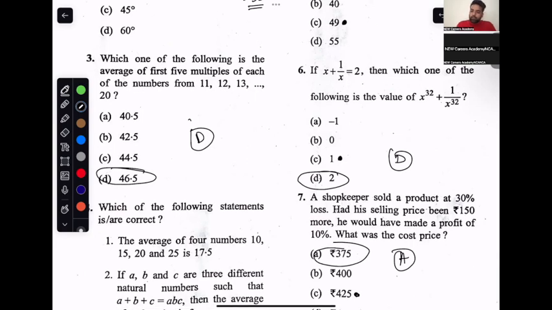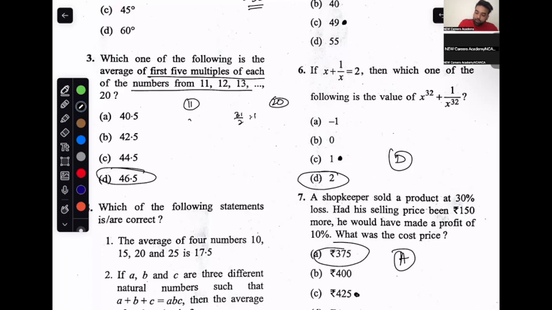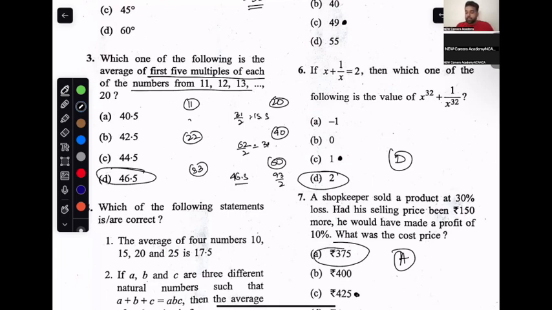Which of the following is the average of the first 5 multiples of the number 11? Okay, average has been asked. We have to multiply by 1, by 2, by 3, by 4, and by 5. When we multiply by 1, 11 and 20 would come, the first and the last. 31 divided by 2, the average is 15.5. When we multiply by 2, 22, and the last would be 40. 62 divided by 2, the average would be 31. Third one, multiply by 3, 33 and 60. 93 divided by 2, what's my average? 46.5. Like this, two more numbers are going to come, and this number in the center would be the central number. So the answer is 46.5.